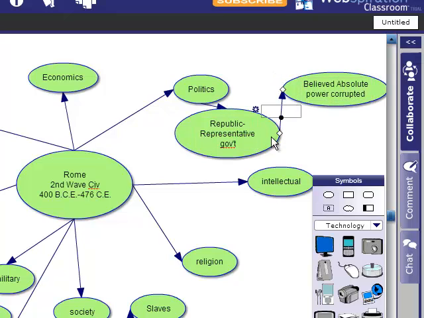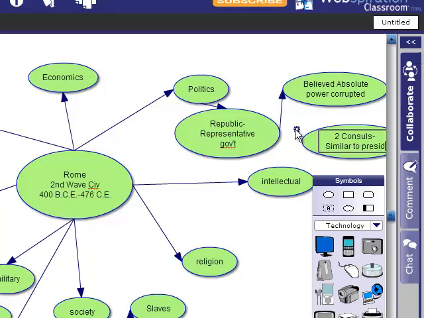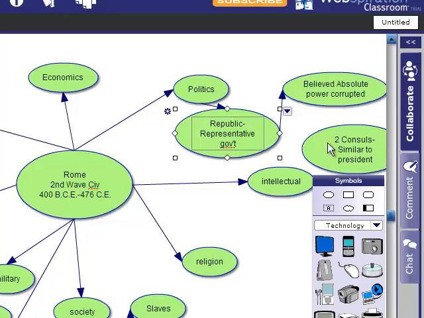Okay, and then to also go along with that idea, we also have two consuls. And maybe you want to add similar to president. They're like the executives. However, there's a difference. You notice that we have two. Why do we have two? Again, the same idea that they believe that absolute power corrupted absolutely.